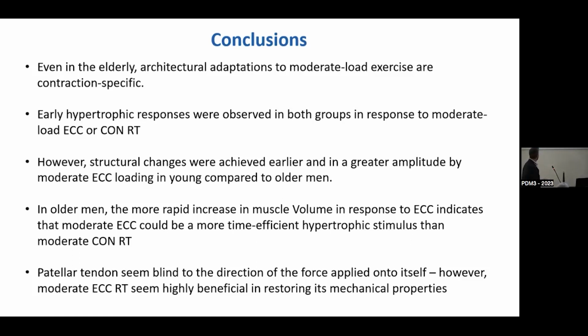Patellar tendon, instead, seemed to be blind to the direction of the mechanical stimulus that is applied on the tendon itself. So basically, the strain or the tension that is applied is sufficient, whether the direction of the stimulus is eccentric or concentric. But this also suggests that, between moderate eccentric and concentric resistance training, eccentric is probably to be favored because it is less metabolically costly and you can apply greater tension, and it seems highly beneficial in restoring its mechanical properties.